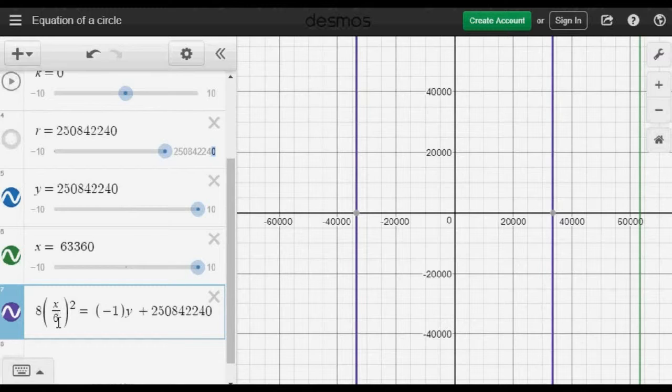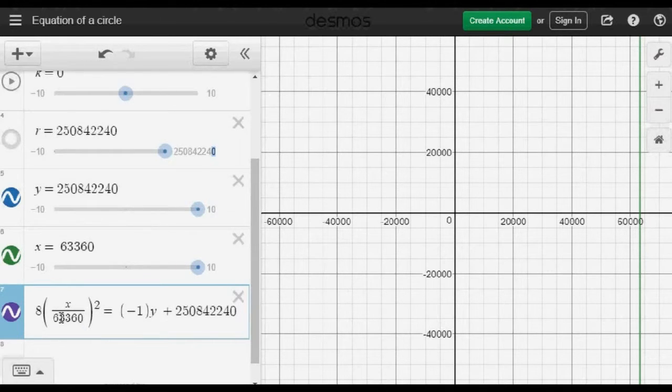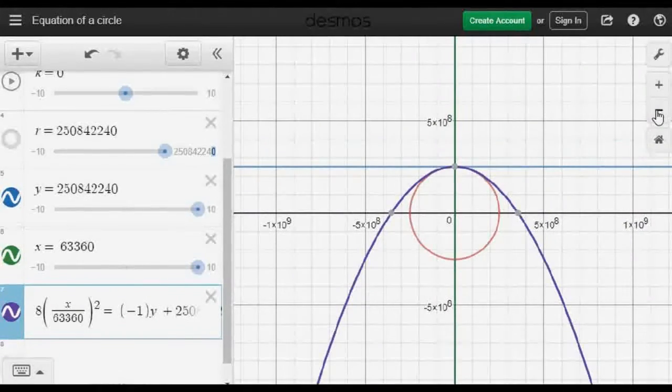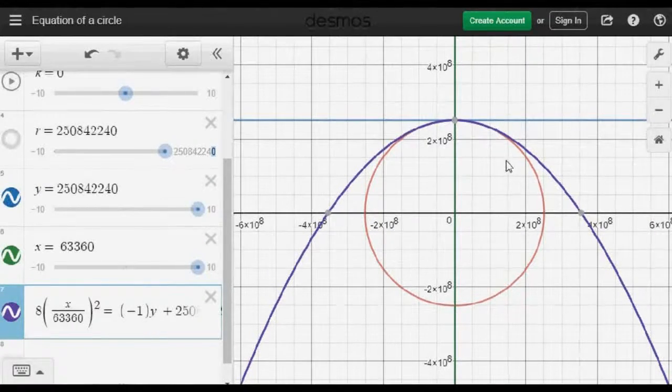So in other words, we have to put in x over the number of inches, because for the thing in the parentheses to be 1, it has to be the number of inches in a mile. So we take this, we go like that, and that's going to be it. Check it out. See how it just hugs along that curvature of the Earth?